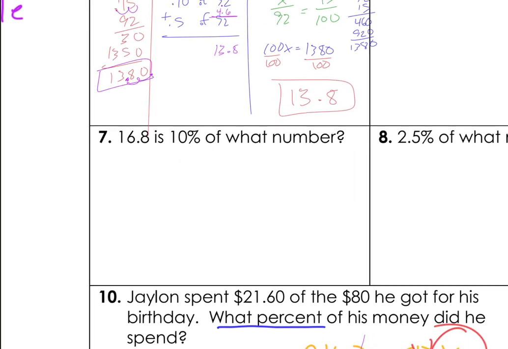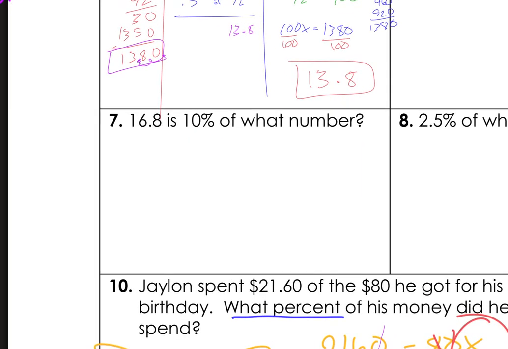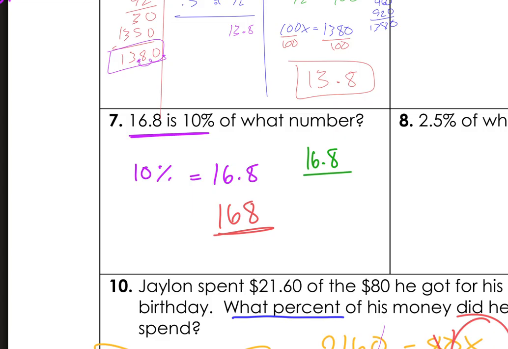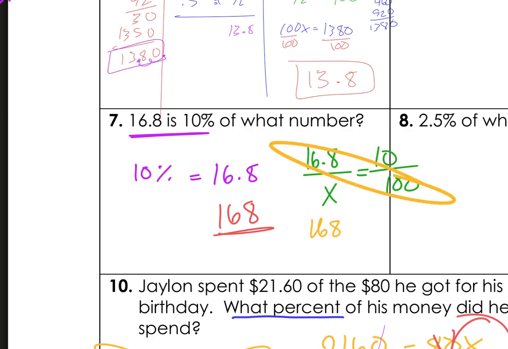Number 7, 16.8 is 10%. They're telling you if you took 10% of a number, it equals 16.8. Some of y'all might have seen immediately that that means the original number had to be 168. If you don't see it, that's okay. 16.8 is 10% of a number. You cross multiply, you get 1680 equals 10x. You divide by 10, you divide by 10, and you get 168.